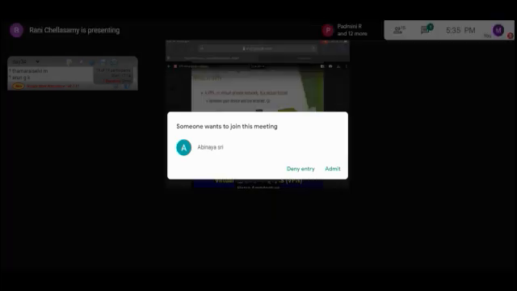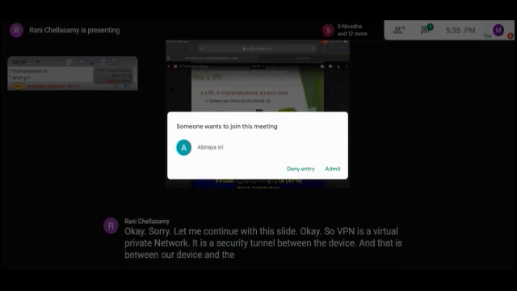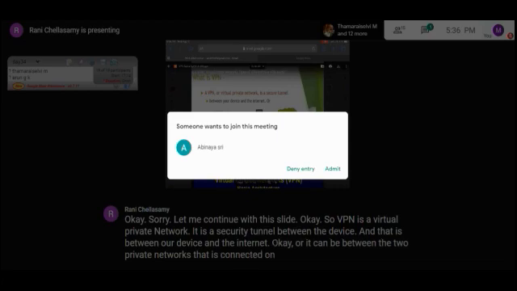Okay, sorry. Let me continue with this slide. So VPN is a virtual private network. It is a secure tunnel between our device and the internet. Or it can be between two private networks that are connected on the internet.